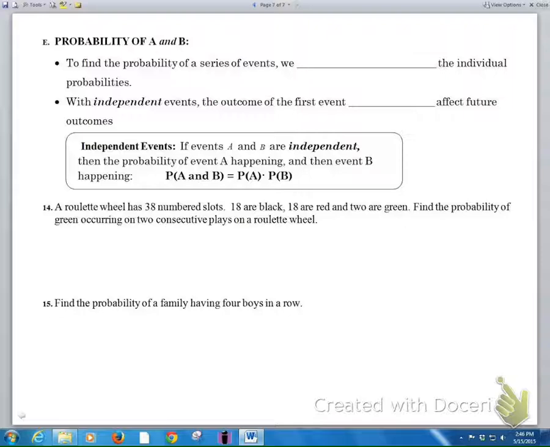Okay, last part. Probability of A and B. So find the probability of a series of events. We multiply the individual probabilities. With independent events, the outcome of the first event does not affect the future events.